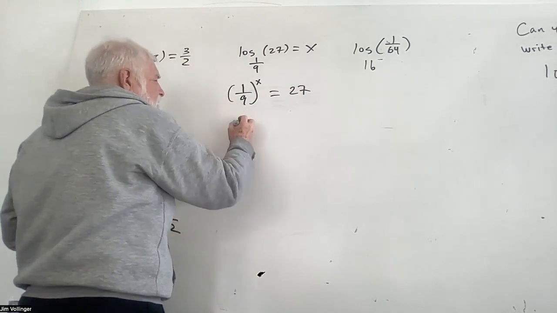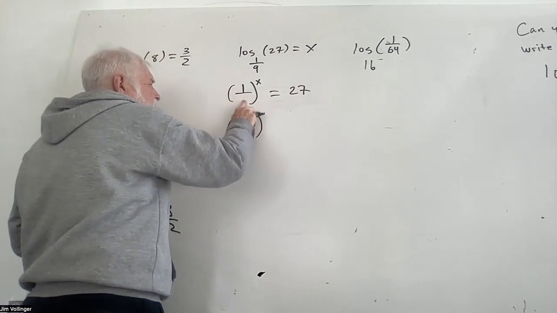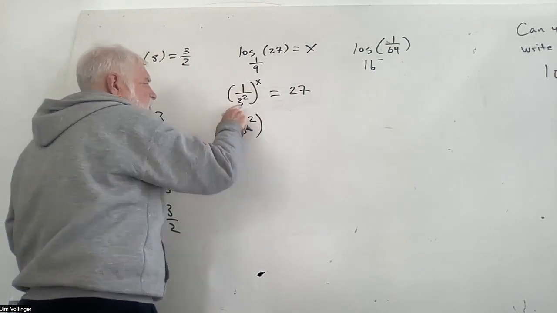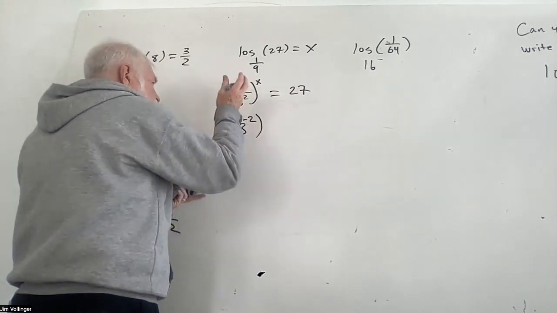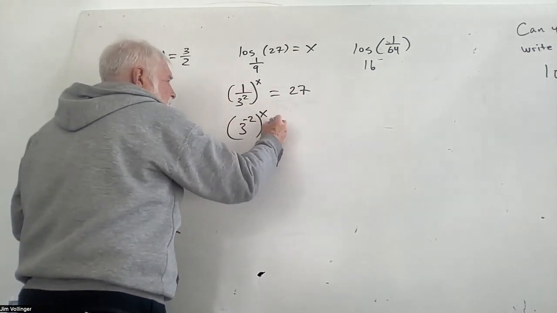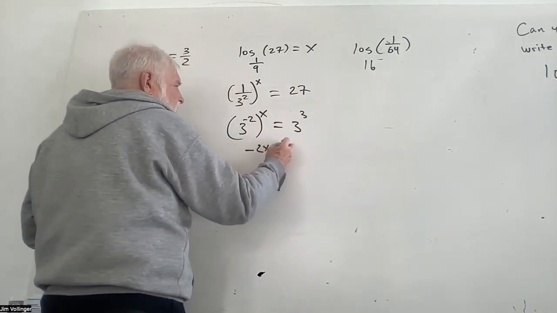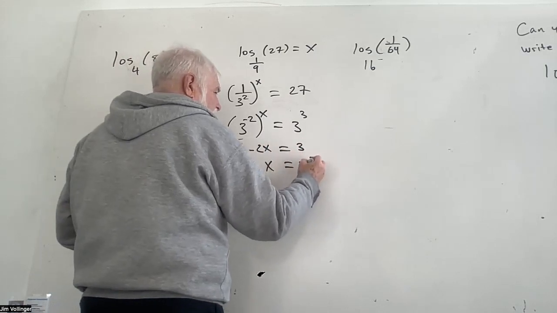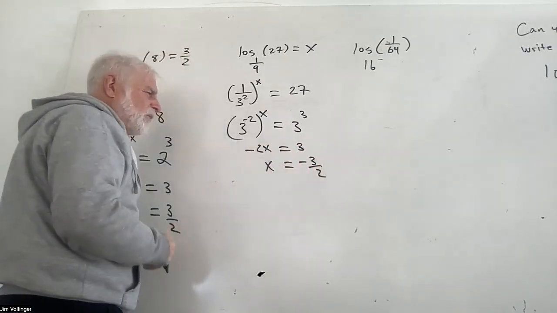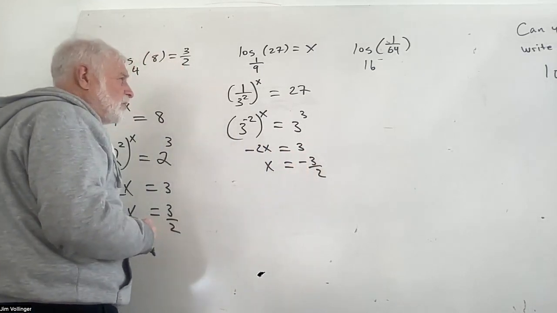I know 1/9 is 3 to the -2, right? 9 is 3 squared. And we can show this exponent as a negative exponent, moving it into the numerator position. And I know 27 is 3 cubed. So therefore, -2x equals 3. X is equal to -3/2. 3 exponential operations: square rooting, cubing, and reciprocating. Doesn't matter the order we do it in.